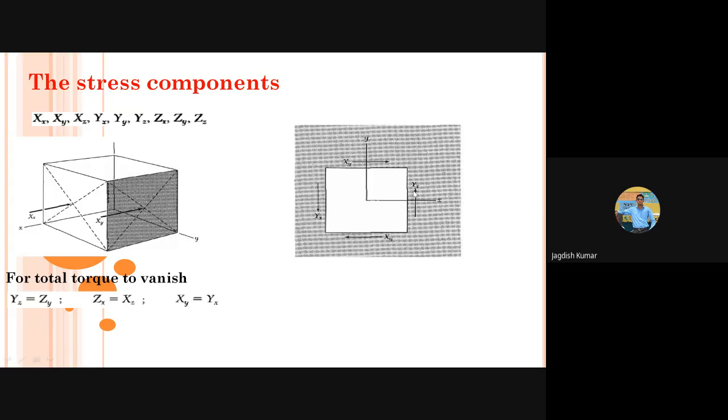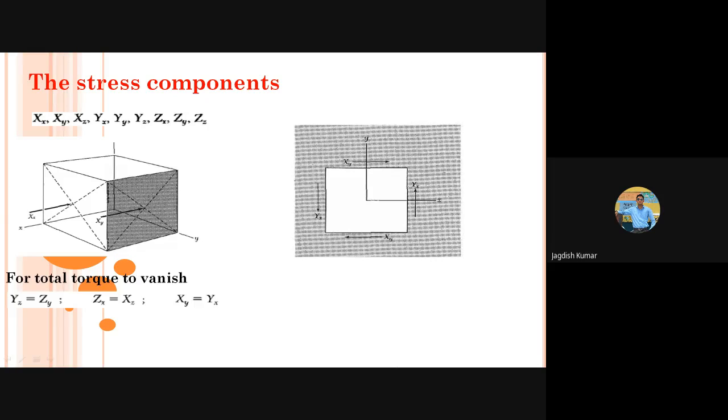Now, suppose this force and this force don't balance each other. So what will happen? There will be a net torque or rotational effect because of that. And the same is the case here. So in case we want the total torque to vanish, then what should happen? YZ should be equal to ZY, ZX should be equal to XZ, XY should be equal to YX. That's what we are saying here.